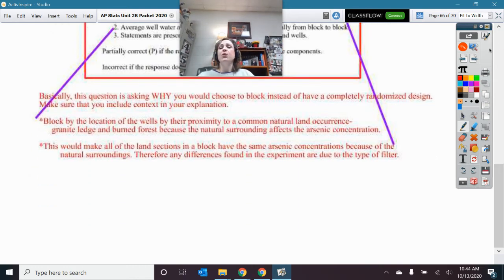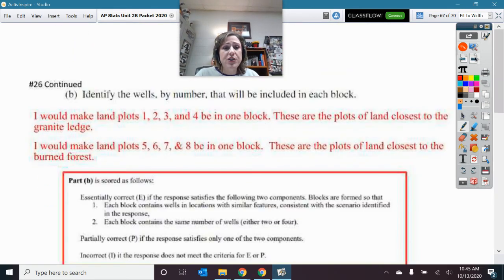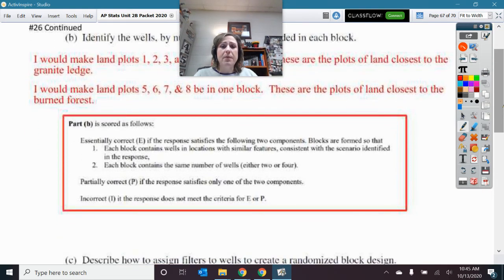The next question asks, how would you identify what goes in the blocks? Well, I would make 1, 2, 3, and 4 be one block because those are the ones all closest to the granite ledge, and 5, 6, 7, and 8 be the other block because those are all in the burned forest. Now, some people, if you described it to make matched pairs, then you could do like a 1 and 5. Well, I still don't like it. No, matched pairs, no.